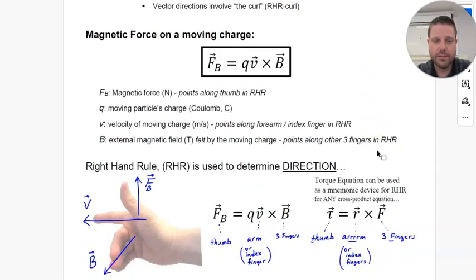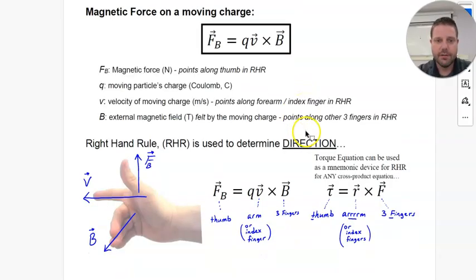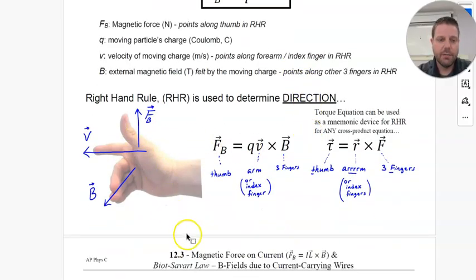The magnetic force here is given as a magnitude of QV times B. This cross product and the vectors here are just to show you the right-hand rule. So you can see in the diagram I have here that in our gesture, velocity is going to be along my finger here. So you point in the direction it's going.